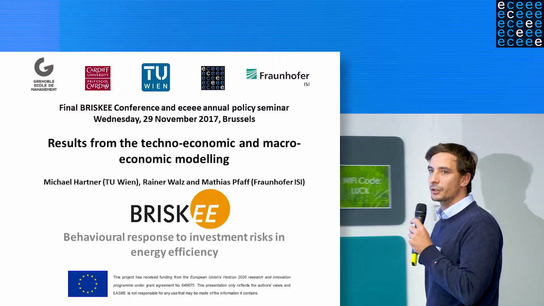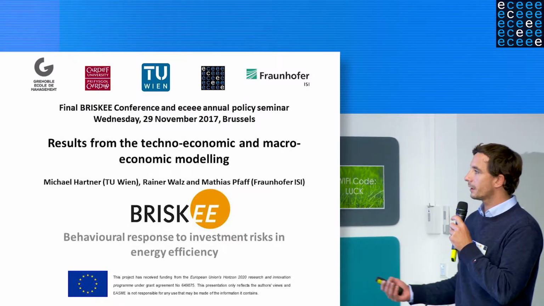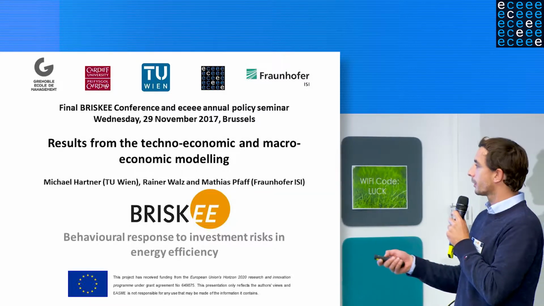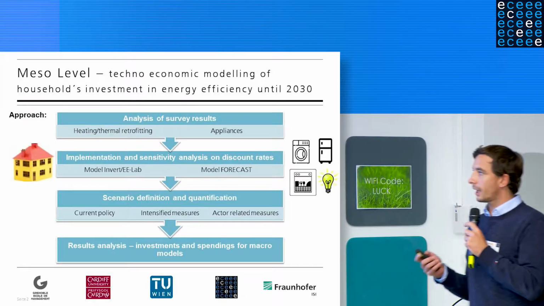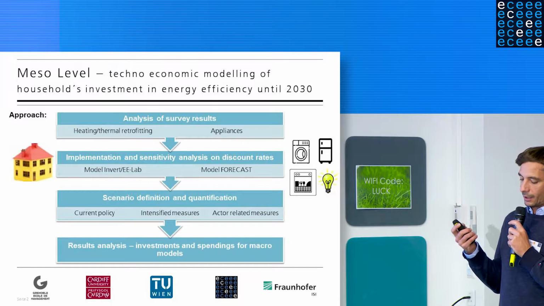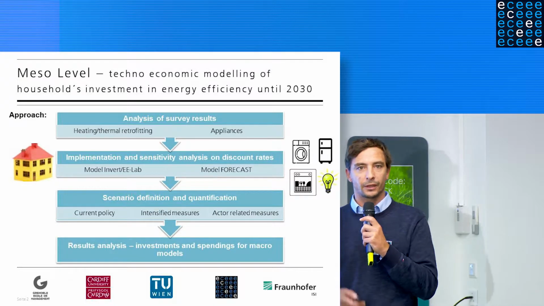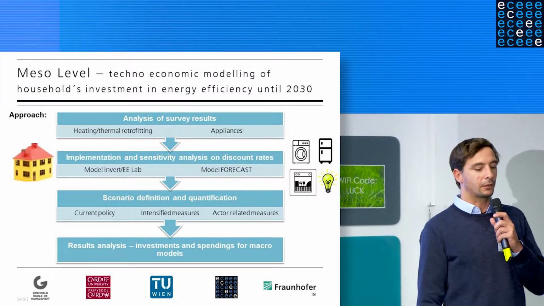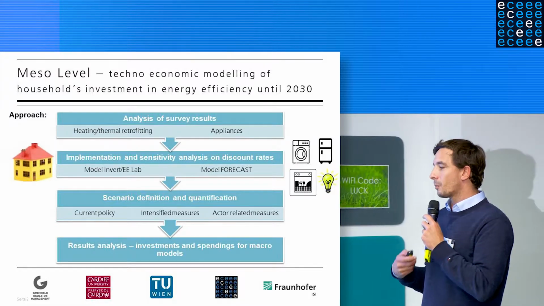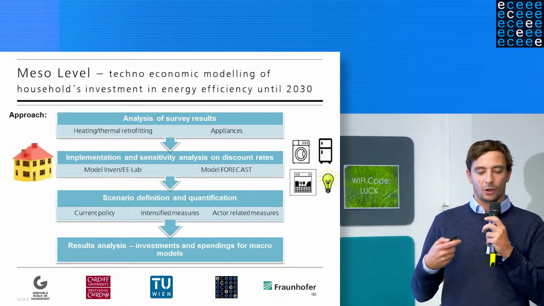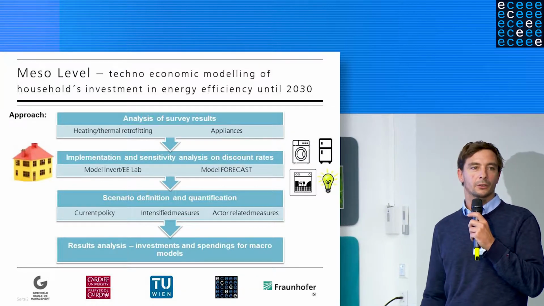And so it's a split presentation by me and Rainer Waltz on techno-economic modeling and macroeconomic modeling, and I'm going to start with techno-economic modeling, where the goal was actually to try to take the results from this work package on the surveys, and where we tried to find out the impacts on the implicit discount rate, and try to come up with quantifications on the impacts on energy demand in the whole European Union until 2030.